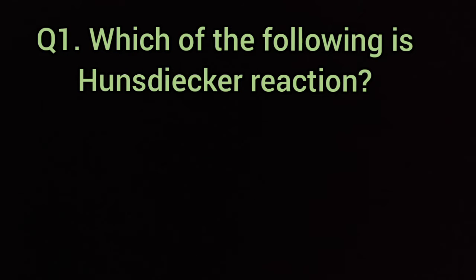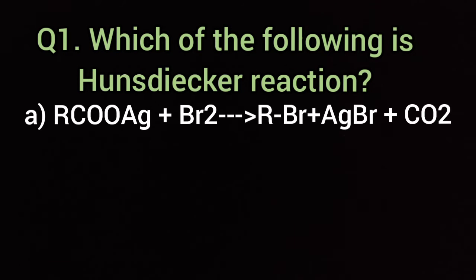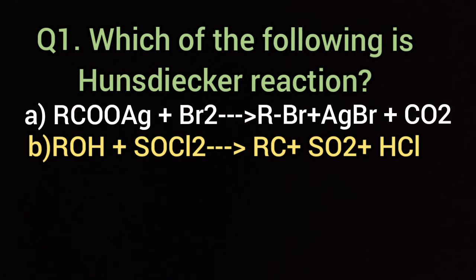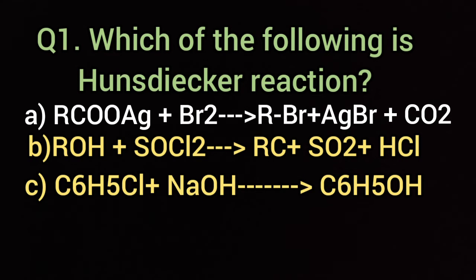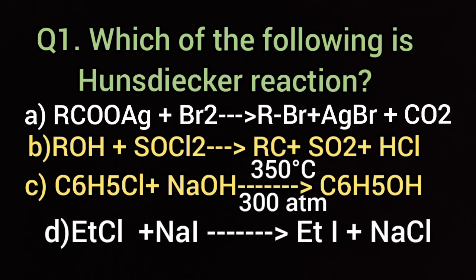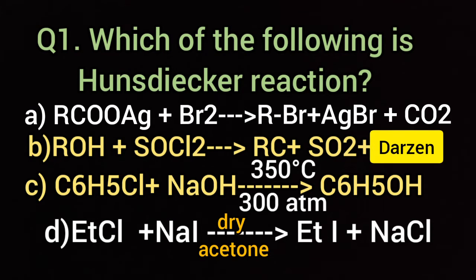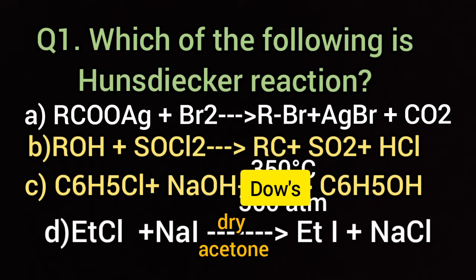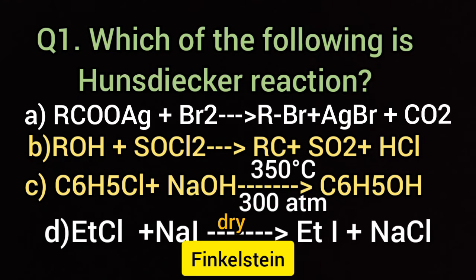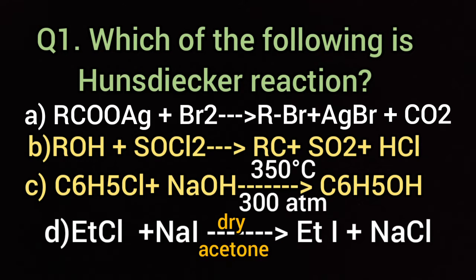Which of the following is Hunsdiecker reaction? You see 4 options are there. Please find the correct answer. Yes, it is A. But try to find the name of other reactions. Second one is known as Dargen process. Third one is Deacon process. Last one is Finkelstein reaction.